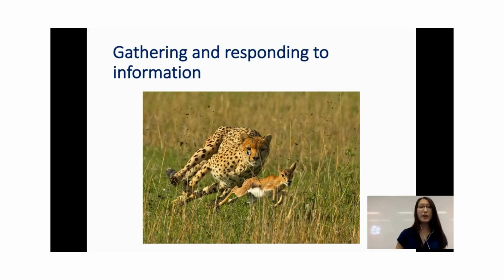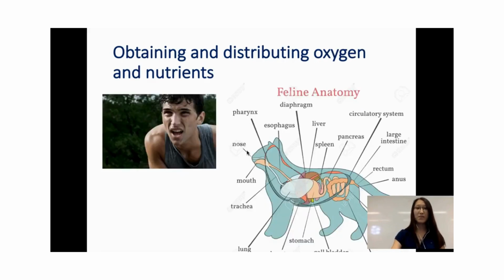You also need to gather and respond to information because that's what allows you to survive, right? You need to interact with the world around you, whether it's the food that you're trying to get, or within the population and other individuals that you need to interact with. So you need to gather the information and then respond to it. There's also obtaining and distributing oxygen and nutrients, right? Oxygen is really important for us because every single cell needs to do cell respiration in order for you to survive. And then the nutrient part, in order to do the cell respiration, you also need the nutrients. So all of your cells need those nutrients to produce energy, ATP, to actually power all the cellular activities.